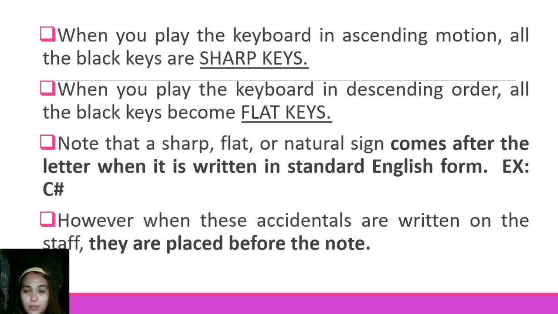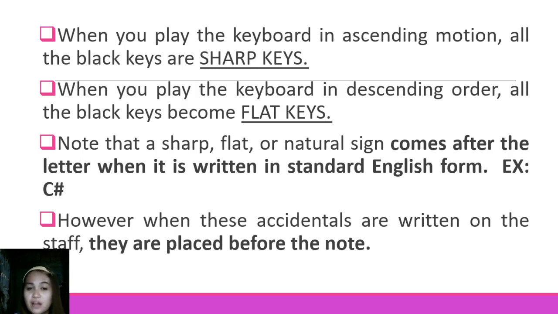When you play the keyboard in ascending motion, from left to right, all the black keys are sharp keys. When you play the keyboard in descending order, going backwards, all the black keys become flat keys. Do, re, mi, fa, sol, la, ti, do, ti, la, sol, fa, mi, re, do. So, ascending motion, left to right, sharp keys. From right to left, descending order, flat keys.